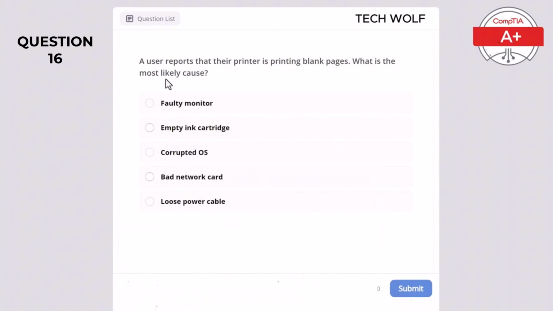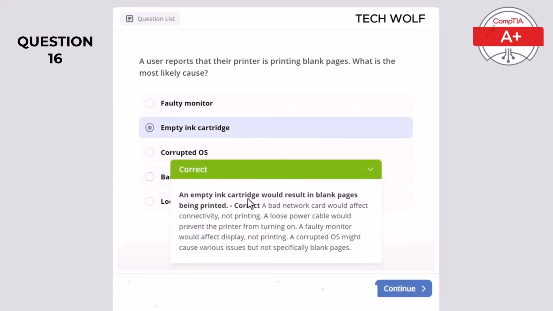A user reports that their printer is printing blank pages. What is the most likely cause? Faulty monitor, empty ink cartridge, corrupted operating system, bad network card, and loose power cable. And here the correct answer is empty ink cartridge. An empty ink cartridge would result in blank pages being printed.